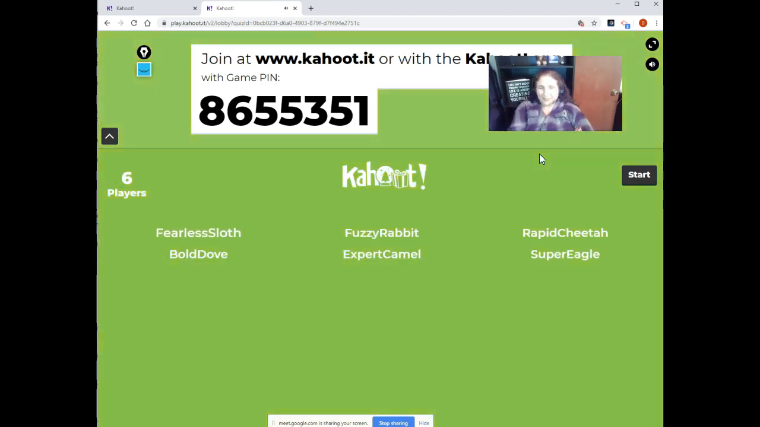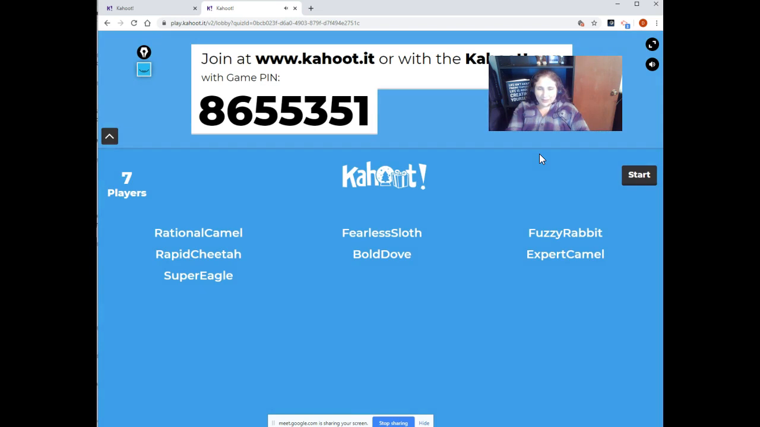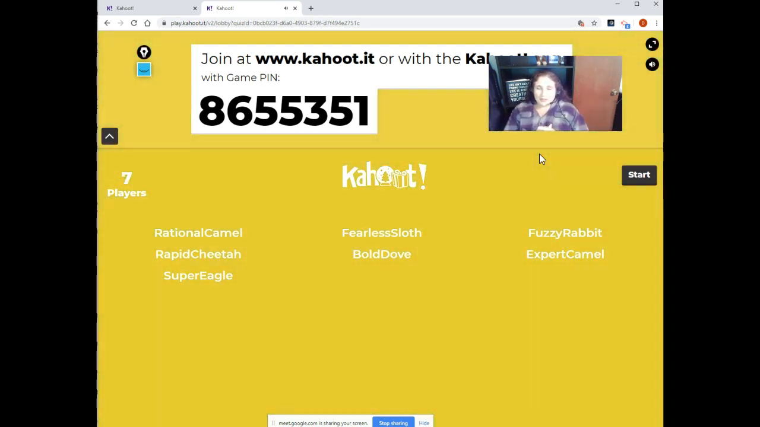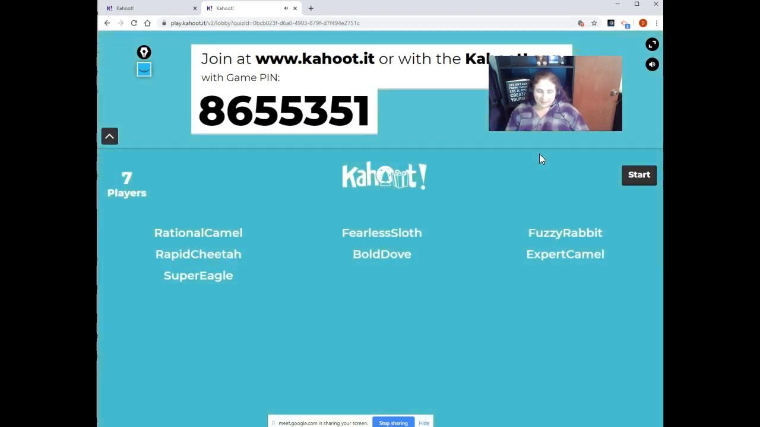Fuzzy rabbit. I like that one. A fearless sloth who moves extremely slow. Another rational camel. So camels must be very bright because we've got expert camel, I'll wait, and rational camel. As opposed to fuzzy camel. Really? Camels must be really, really smart. All right, we're waiting on one more person. No problem. It's going to be like, watch the bold dove or the fearless sloth take over. No offense to my camels, but it's hilarious.